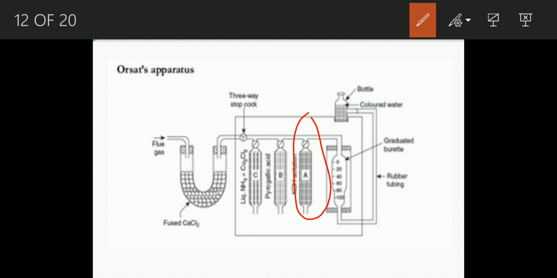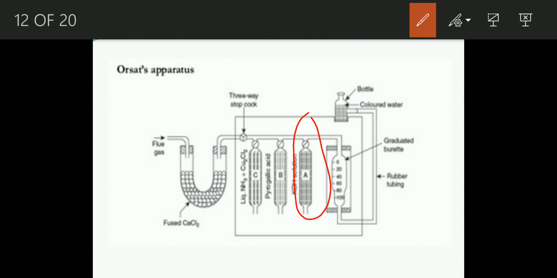Then close the stopcock of the potassium hydroxide absorption bulb. When we move the water reservoir downwards, the remaining flue gas rushes back into the gas burette. There will be decrease in volume of flue gas due to the absorption of carbon dioxide by potassium hydroxide. This decrease in volume of flue gas is measured by leveling water in gas burette and reservoir to the same level. Therefore, decrease in volume of flue gas gives the volume of carbon dioxide.